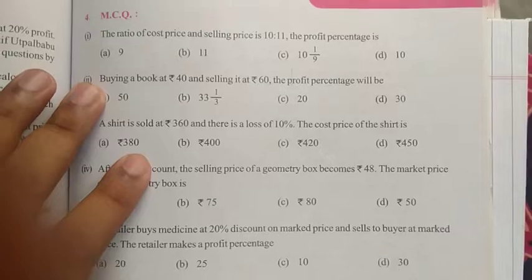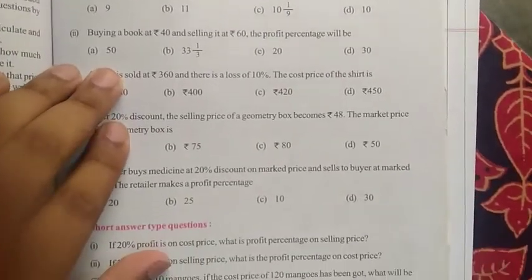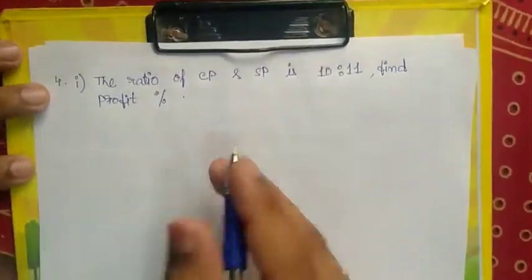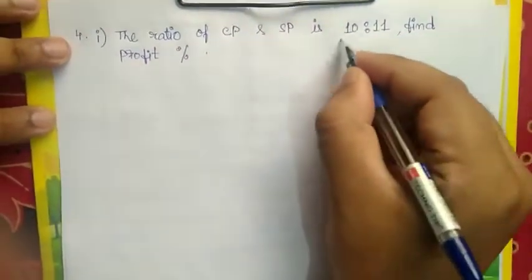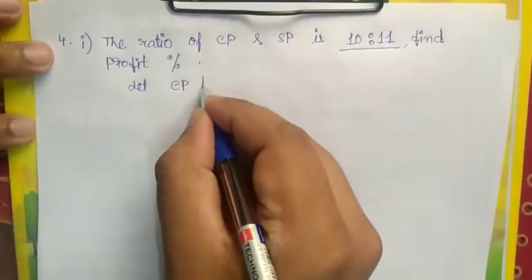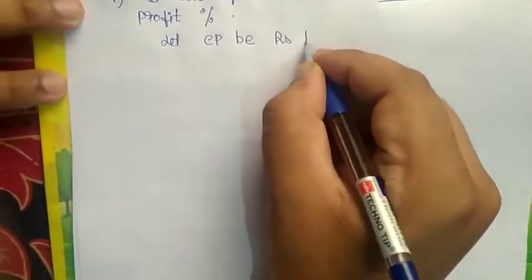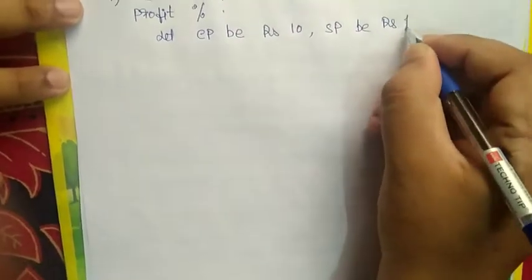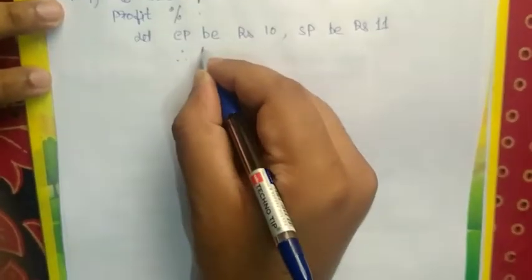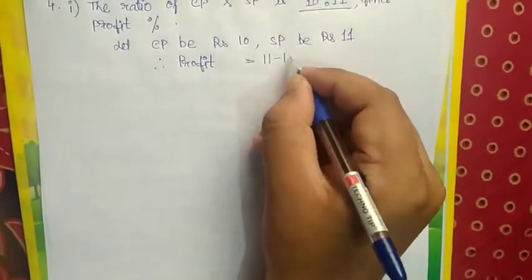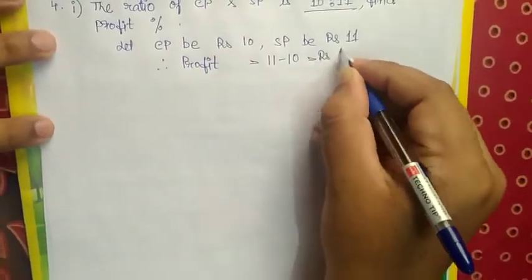This is sum number 4 part 1, an MCQ short answer type question. The ratio of cost price and selling price is 10:11. The profit percentage is? So here, the ratio of CP and SP is given as 10:11. So let CP be rupees 10 and SP be rupees 11. So therefore profit equals 11 minus 10, equal to rupees 1.